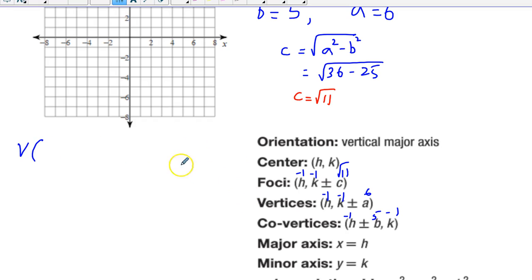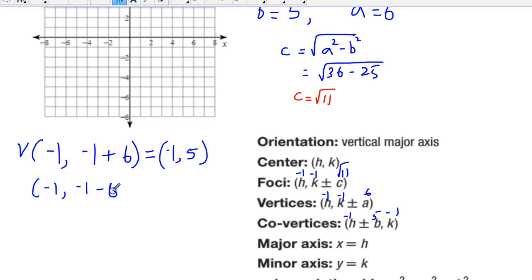Now the vertex is h value negative 1, comma, k is negative 1, plus a, which is 6. So this is one vertex: negative 1, comma, what is negative 1 plus 6? That gives me 5. And for another one, I have to add one time and subtract the second time. So negative 1, comma, negative 1 minus 6 is negative 7. So these are the two vertices. You answered one part, you got the vertices. Now look for the foci.